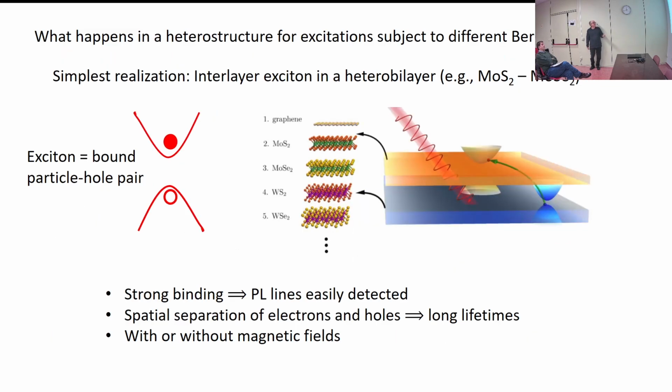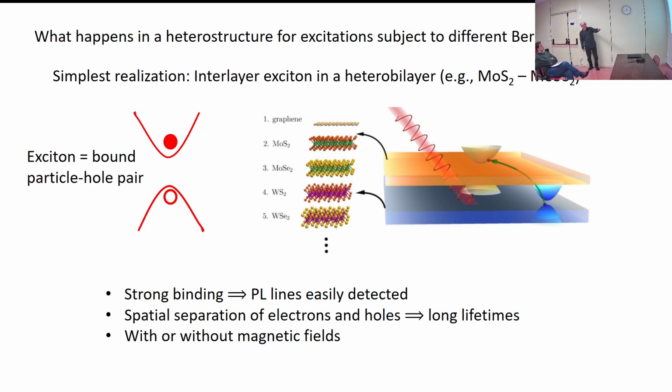Okay. All right, so we're starting to get into what we were focusing on, which is what happens when we have a situation where there's more than one Berry curvature for the electrons to deal with. And a very natural first type of system, a first type of electronic state to think about, is an exciton state where you have a bound particle-hole pair. And in particular, we were thinking about these kinds of heterobilayers where you could have interlayer excitons.